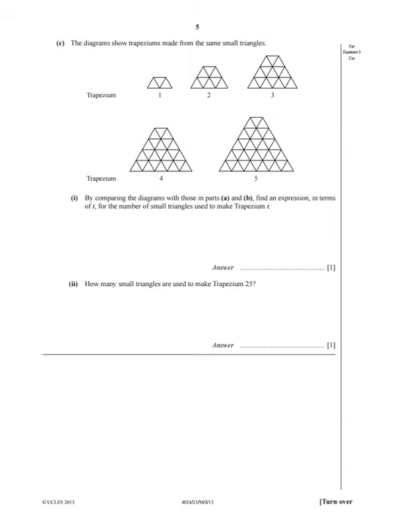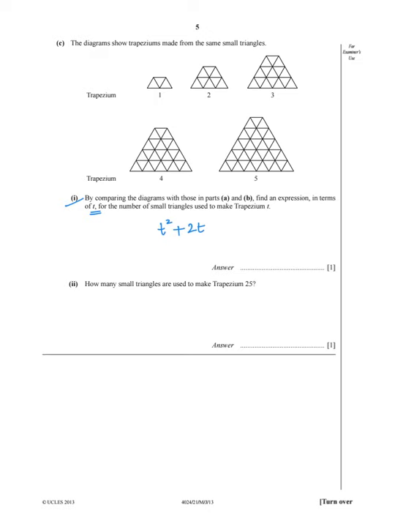That is your answer. In part C, it says the diagram shows trapeziums made from the same small triangles. By comparing the diagram with those in parts A and B, find an expression in terms of t for the number of small triangles used to make trapezium t. So this one is basically the addition of both of the previous parts A and B. All right. So in terms of t, the tth term for the second part will be t squared, and the tth term for the first part will be 2t, and that is your first part answer.